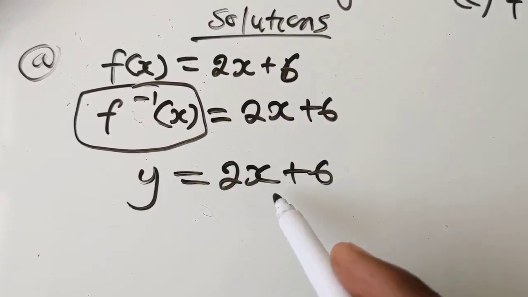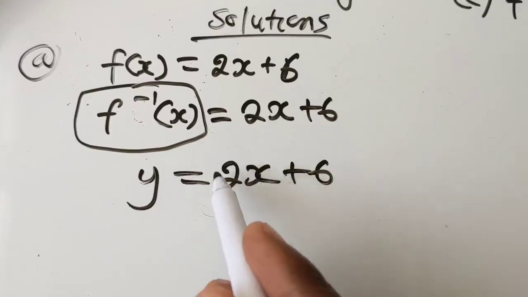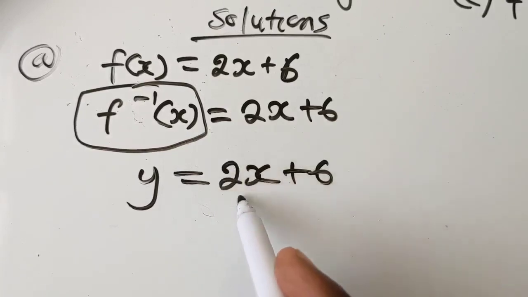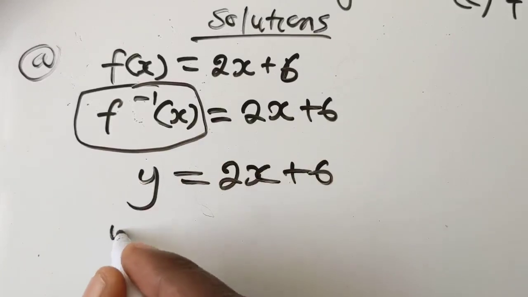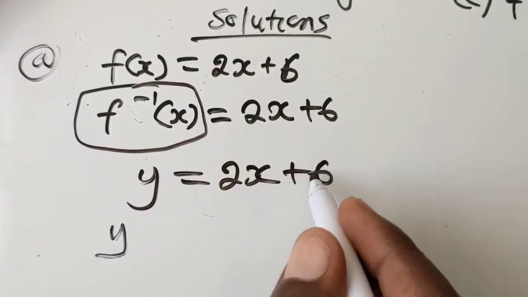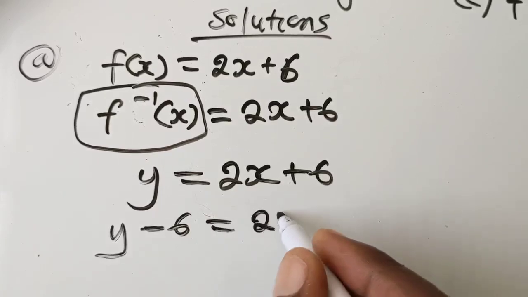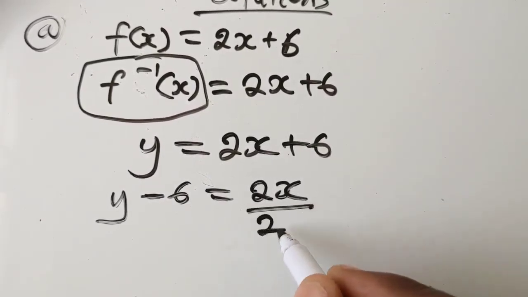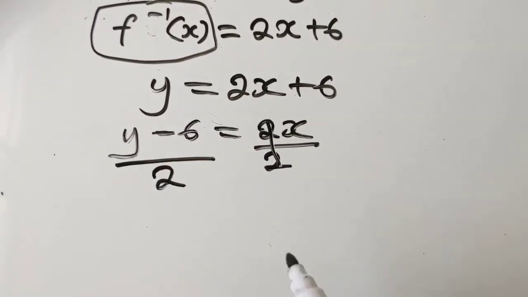So now the second step is to make x the subject of the formula. How can we make x the subject of the formula? Meaning that we need to leave it alone. So this has to come this side. We have y, and when this is positive 6, it has to come this side. It becomes negative 6. So y minus 6 is equal to 2x. But we are not looking for 2x. We are looking for x as the subject. So we divide both sides by 2 in order to get rid of the 2. 2 by 2, that's x.